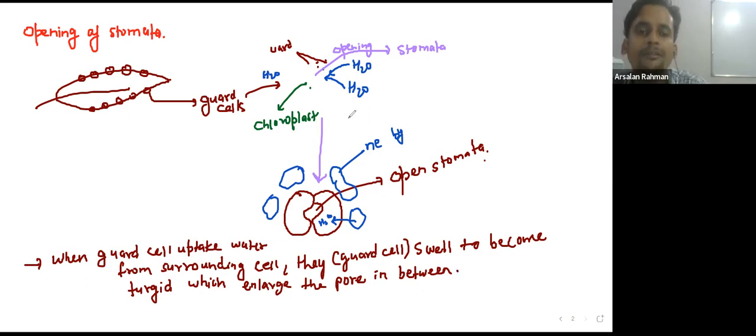If the examiner asks you to explain the opening of stomata, what will you write? The opening of stomata depends on the turgidity of the cell. When water moves inside, the guard cells swell and move apart, and the opening becomes enlarged. This is called open stomata.